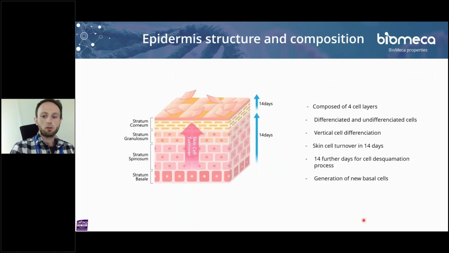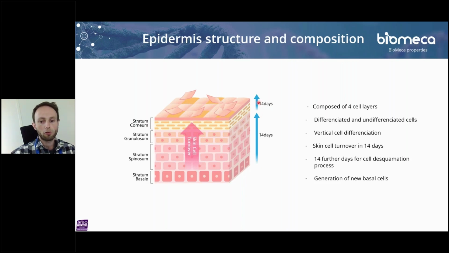So now let's go to the heart of the matter. Epidermis is composed of four cell layers, with at its base the basal layer that includes proliferative and undifferentiated keratinocytes. Then these cells will undergo a vertical differentiation to form suprabasal layers of terminally differentiated cells. These cells will be progressively enucleated to form squames that will be shed from the skin surface.